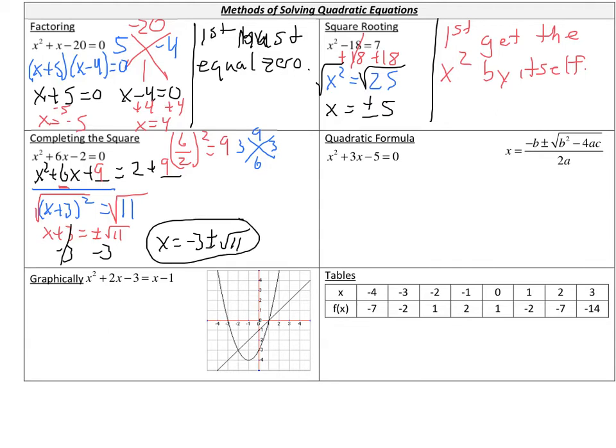So just remember, when you do completing the square, when you get to here, you square root both sides and finish it off.